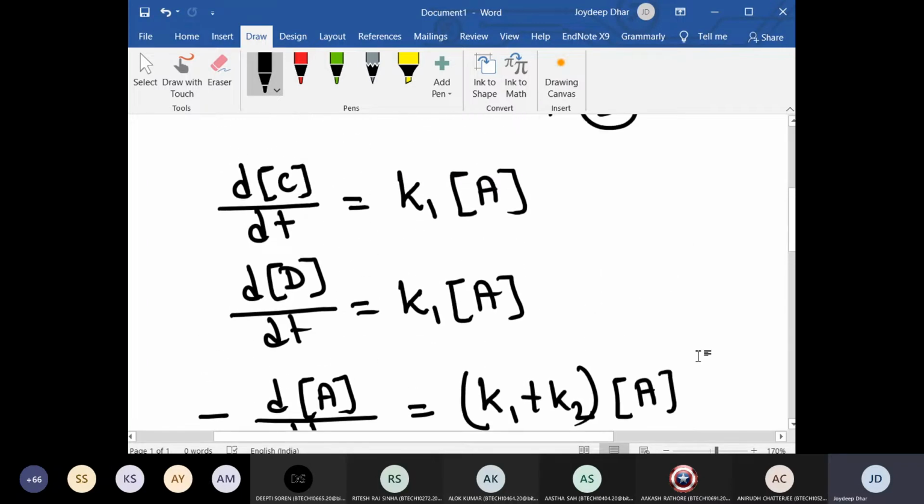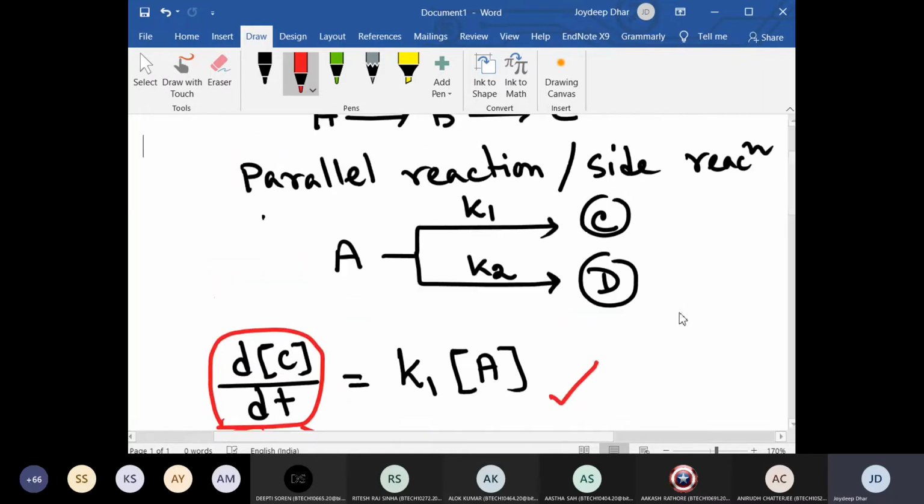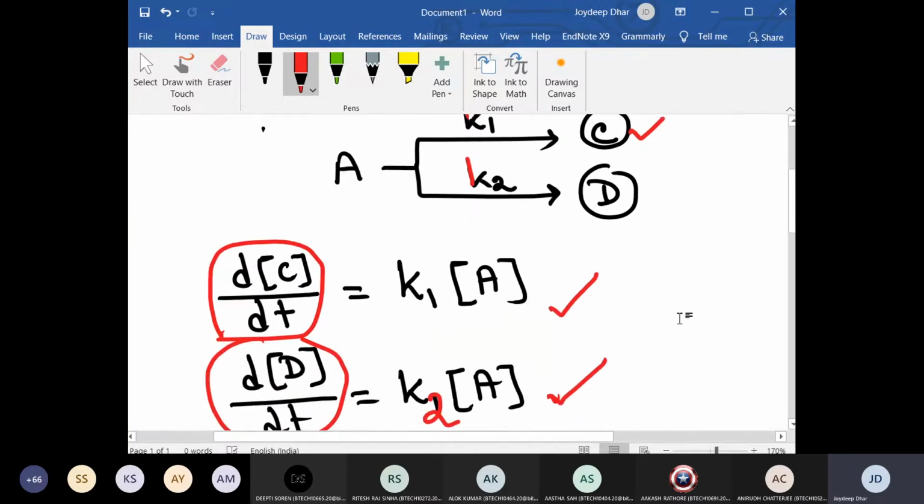So if I want to write in terms of product, for product C I will have the rate equation K1 into A. For product D, the rate equation will be K2 into A. Okay, because K1 is the rate constant for product formation C, K2 is the rate constant for D. So these are small k. Always remember rate constant means it will be small k, and equilibrium constant is capital K.